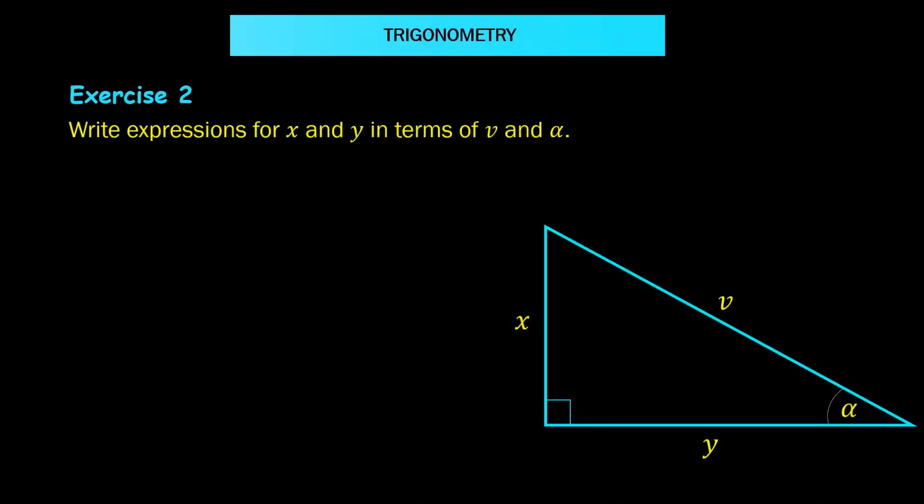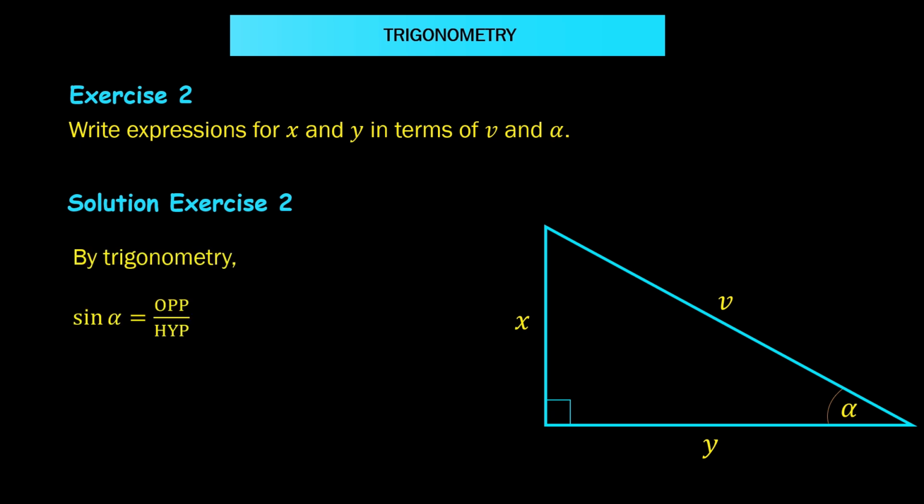Now let's take a look at the next exercise. We are required to write expressions for x and y in terms of v and alpha in the diagram shown. So let's solve this. By trigonometry, we have that sine alpha equals opposite over hypotenuse, so we can plug that in, giving us opposite, which is equal to x, and hypotenuse, which is equal to v. So we have sine alpha equals x over v.